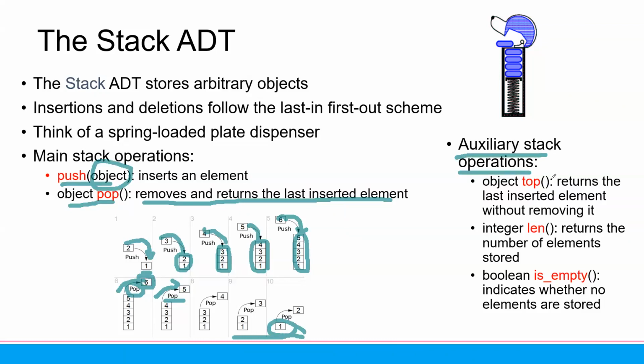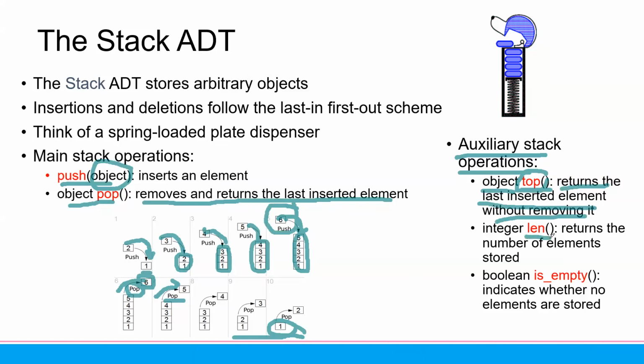Auxiliary means addition. We can use top. Object, yeah, it depends what is the object. If it is about building, then you will put the object building. Now I want to know the top. It will return the last inserted element without removing it. So I want to know what is the last element. Okay, in this case, if the last element is 6, then it will show 6.